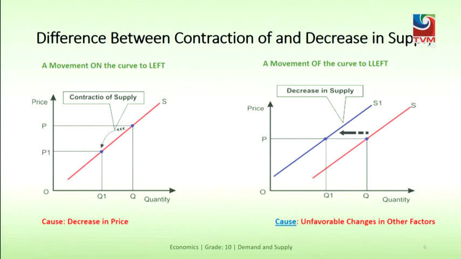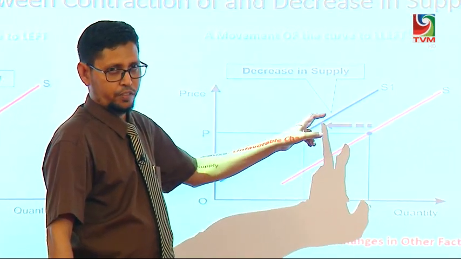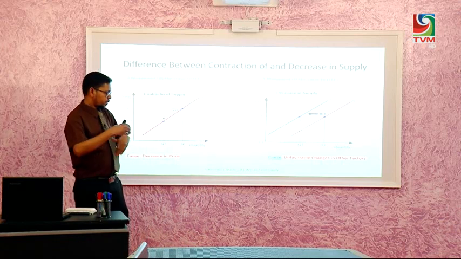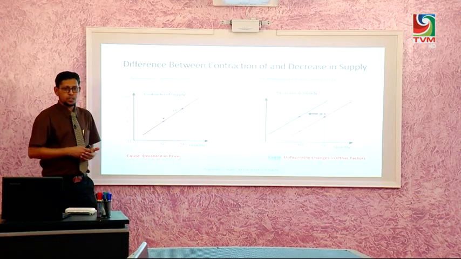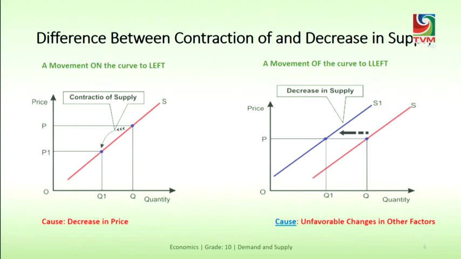And the contraction and decrease in supply. Once again, contraction occurs due to only the price. The decrease occurs due to the other factors. This is very, very important. I am emphasizing this because you will have to understand the difference between the extension and increase and contraction and decrease of demand and supply both.